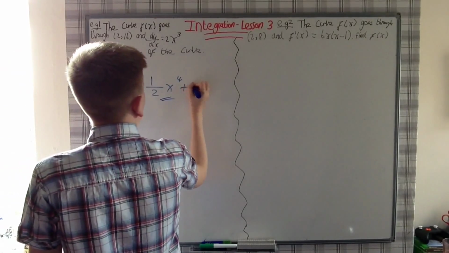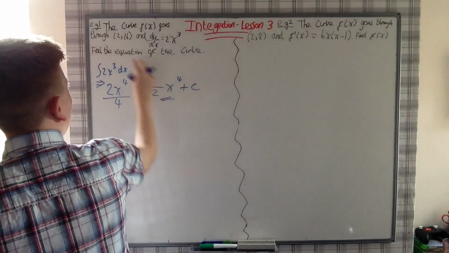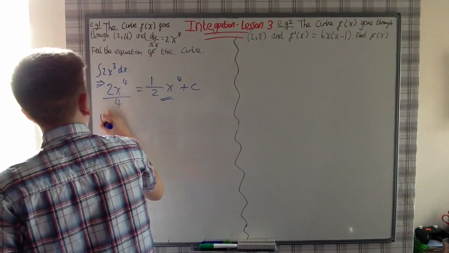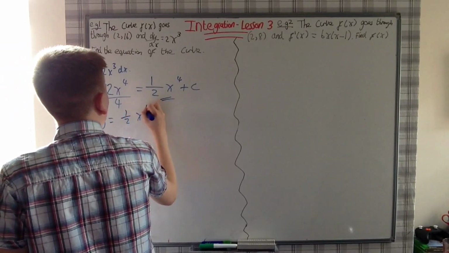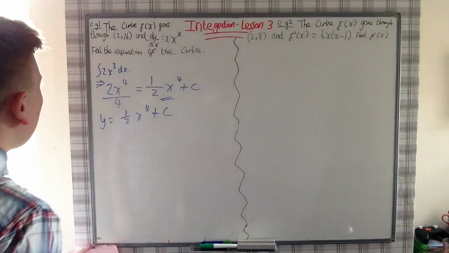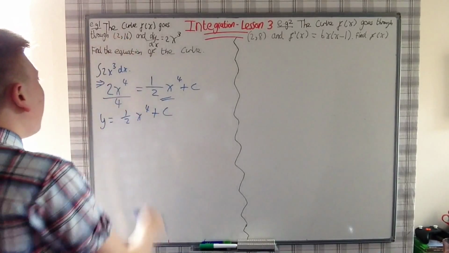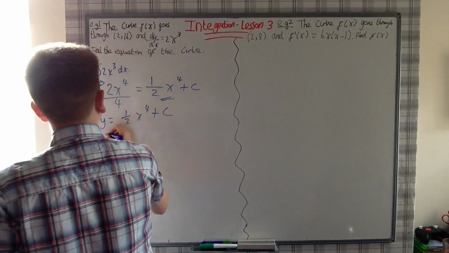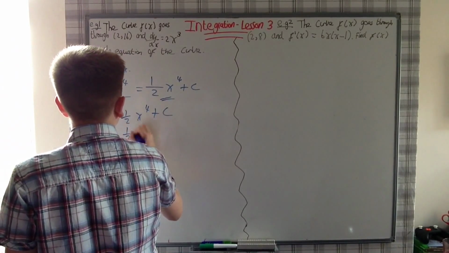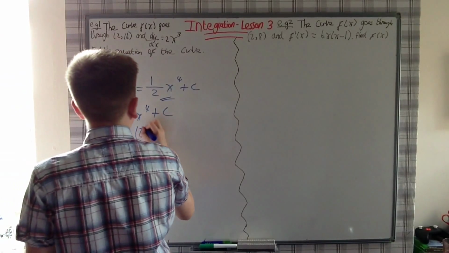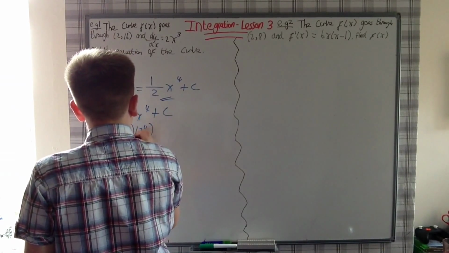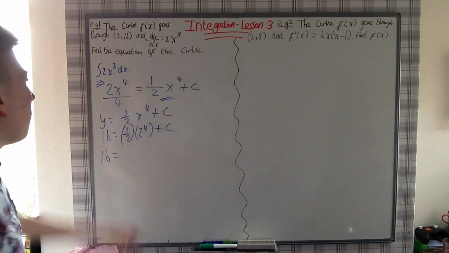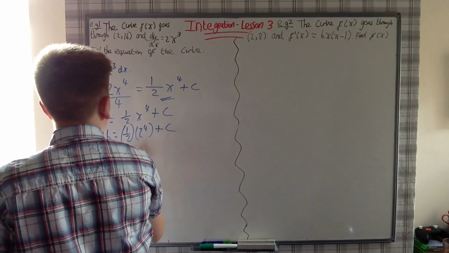So, of course we need to add the constant, but here we're given a coordinate, so we have an x value and a y value. If this is the equation of the curve, we can write this as y equals a half x to the power 4 plus c. But we have a y and x value given in the question, so we now need to substitute them into this curve equation. So, 16 equals a half multiplied by x to the power 4, that's 2 to the power 4, plus our constant. So 16 equals a half multiplied by 2 to the power 4 is 16, so that's going to be 8 plus c.